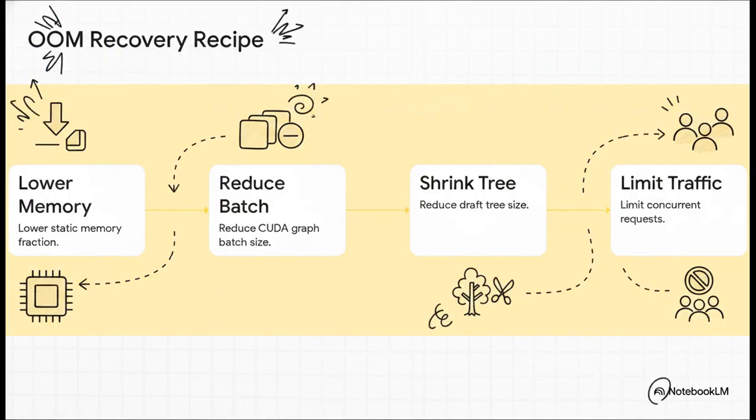One final pitfall, out-of-memory errors. Because speculative decoding requires loading 2 models simultaneously, OOMs are a common headache. If you hit one, follow the strict 4-step recovery recipe from the SGLang docs. Start by lowering your static memory fraction to manually reserve more VRAM for the KV cache. If it still crashes, reduce your CUDA graph batch size. Still failing? Reduce your draft tree size. And if all else fails, limit your concurrent requests.